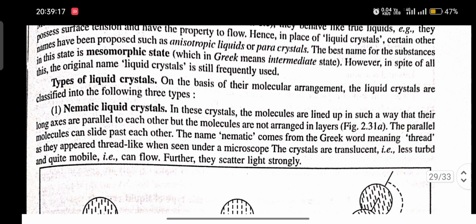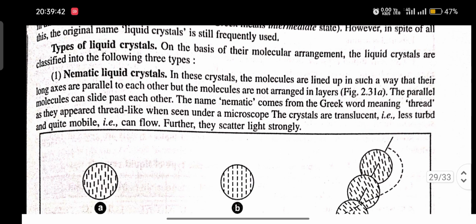Types of liquid crystal. On the basis of their molecular arrangement, liquid crystals are classified into the following three types. First, nematic liquid crystals. In these crystals, the molecules are lined up in such a way that their long axes are parallel to each other, but the molecules are not arranged in layers. The parallel molecules can slide past each other.